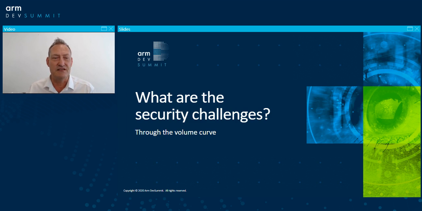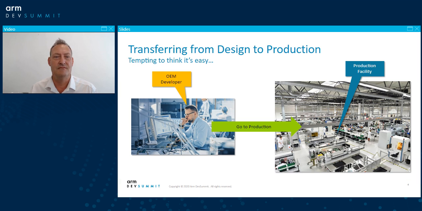So first of all, let's have a look at some of the security challenges that we're trying to address and hopefully resolve through the volume curve. Transferring technology from the design house to production seems like an easy thing, and it's tempting to think it's very straightforward. On the left here, we have our OEM designers. At one point they'll get done with their development, and then there'll be deliverables out of the engineering team, and we can just transfer those over to production, load them up on a machine, and get started, right? Well, actually, it's not that straightforward, as I'm sure many of you realize.